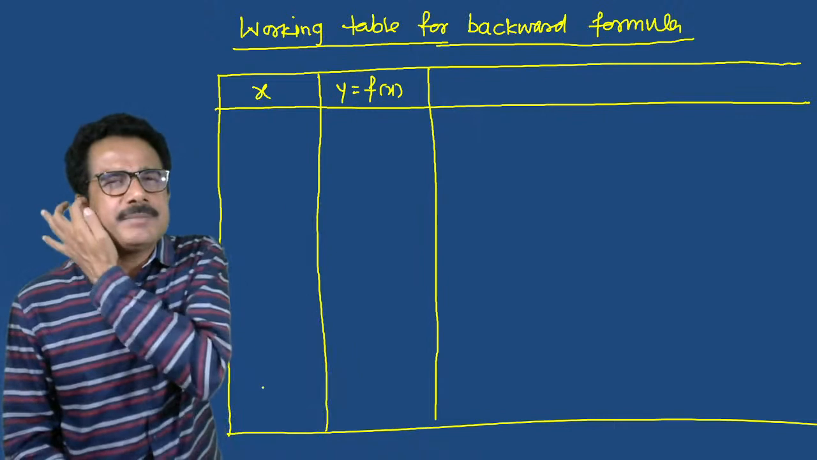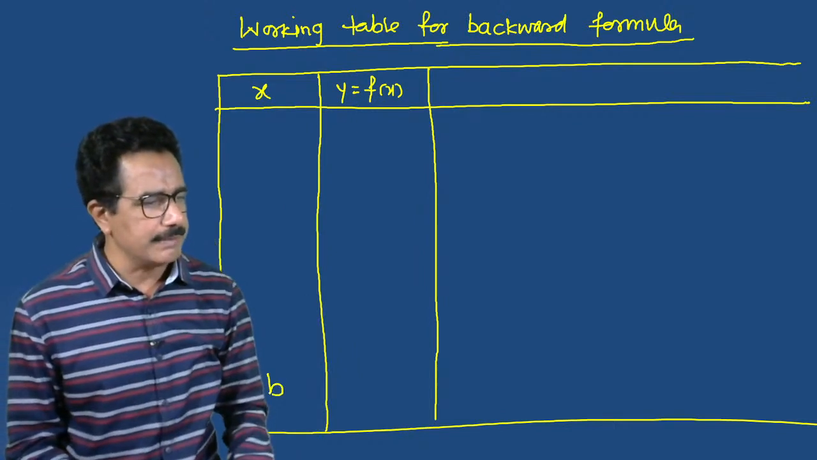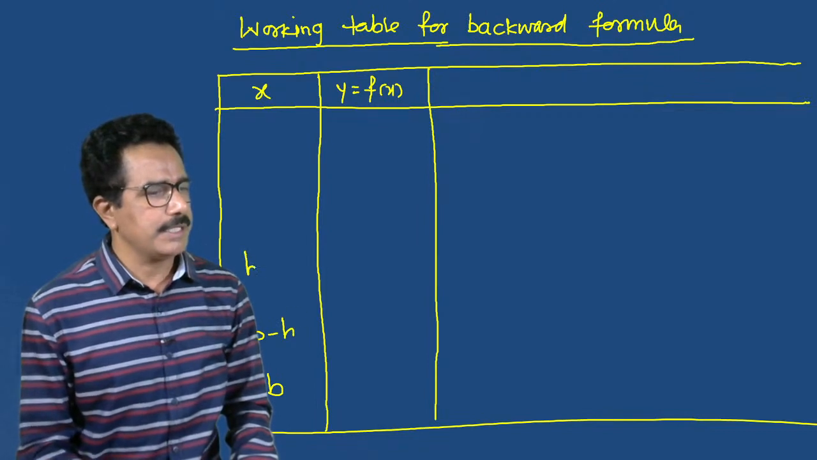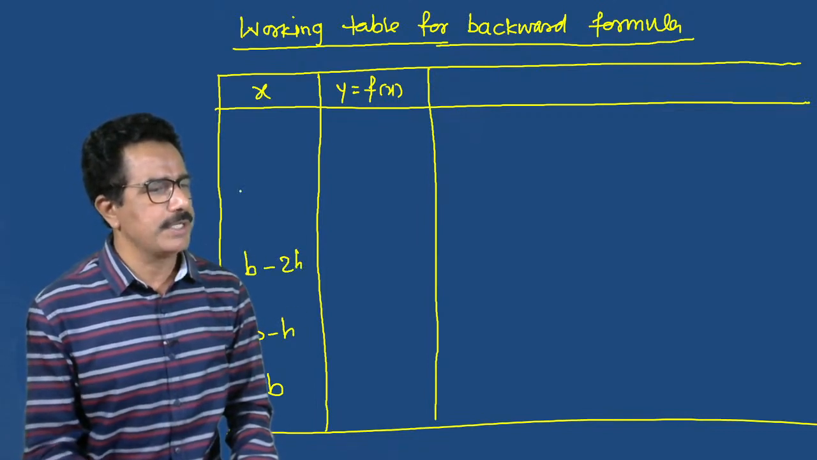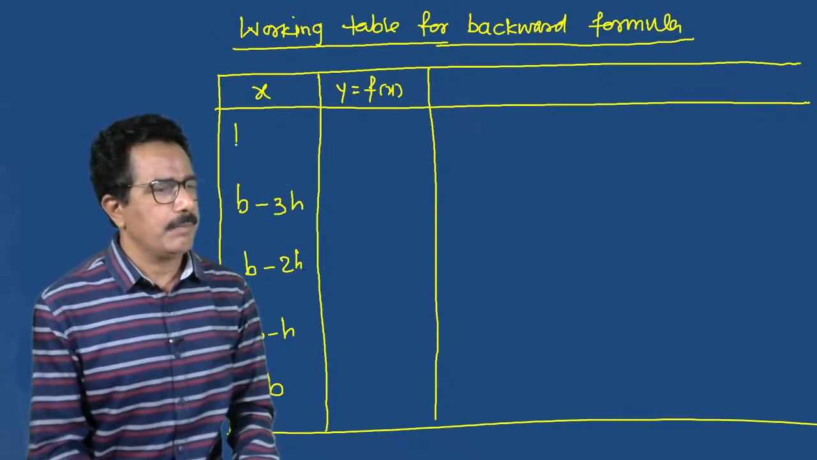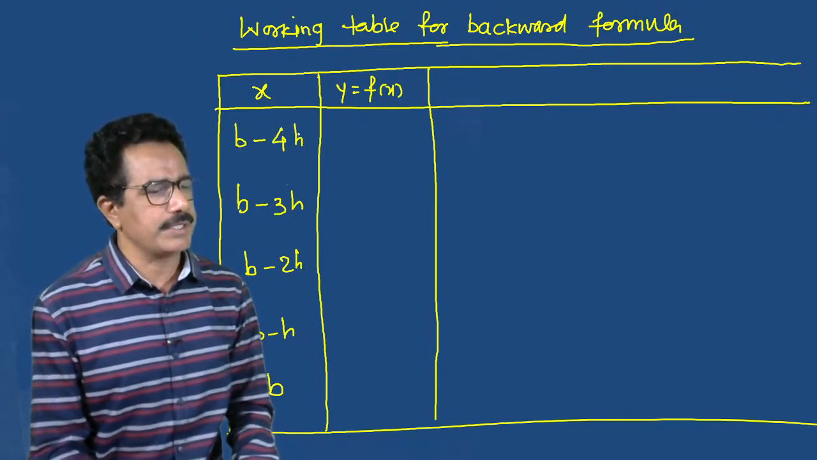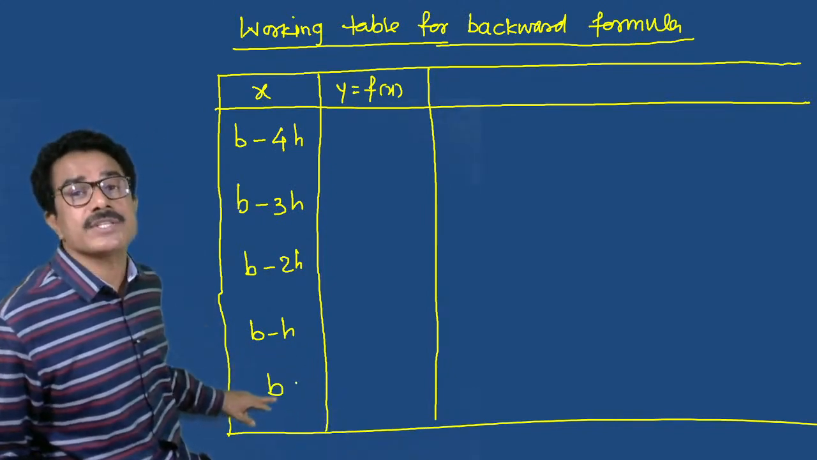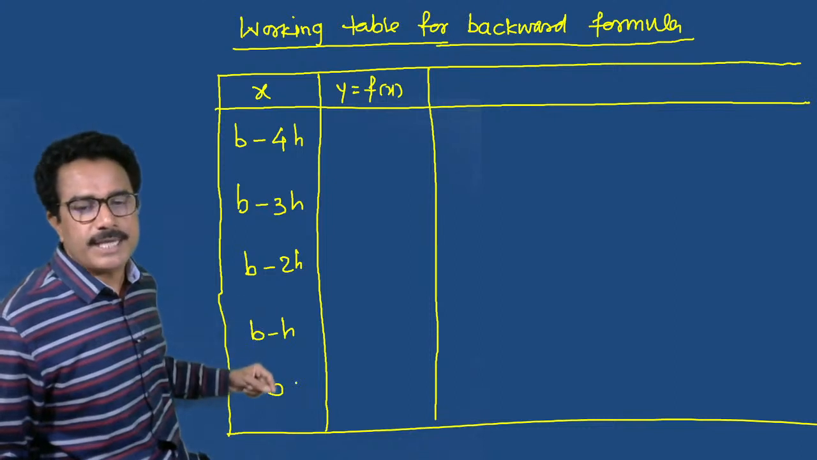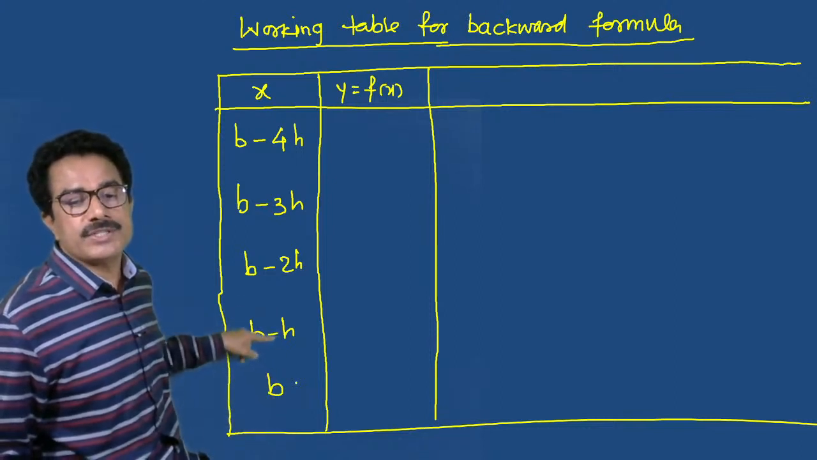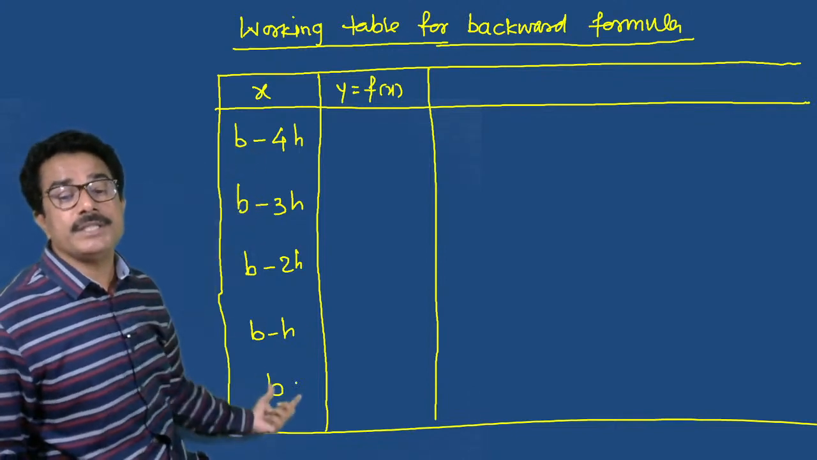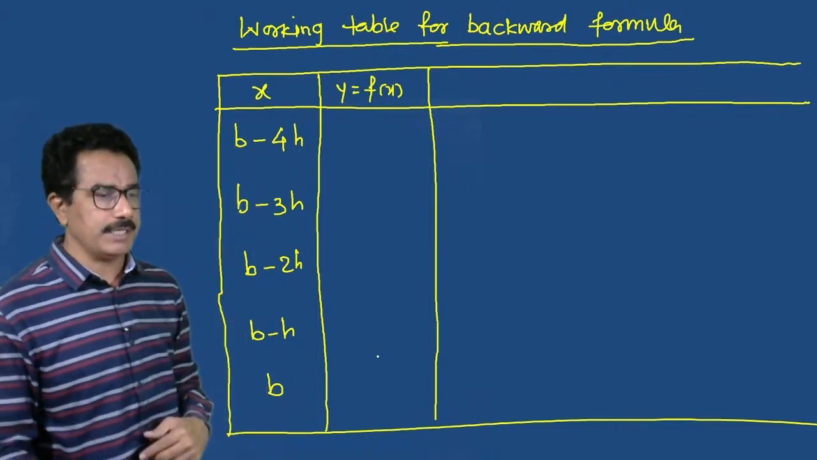Now, to understand this, I take this as b. So it is b, b minus h, b minus 2h, b minus 3h, b minus 4h. Means we have to find out the higher order differences of the last term. It can also be written as a minus h, a minus 2h, a minus 3h, a minus 4h. Then here a means the last term. You will have to remember this too.